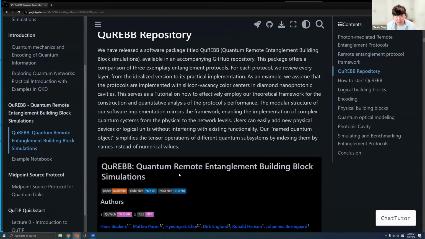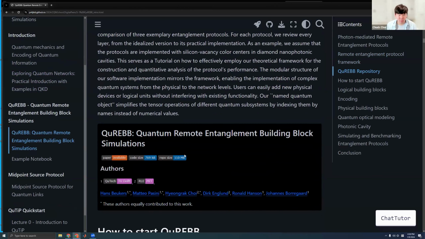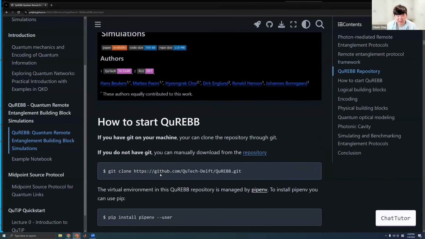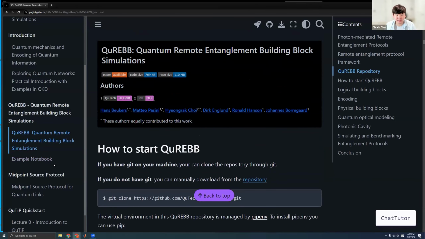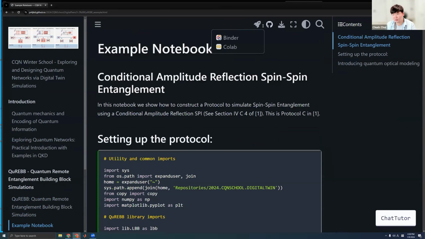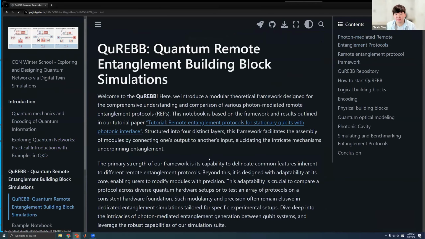For the QREP repository, we are going to have the notebook going through sessions at the end of this presentation. So let me first explain how to install the QREP package onto your local machine. You can do it in many ways. Again, as in the previous session, you can use Google Colab or Binder, or you can just download your IPython notebook.